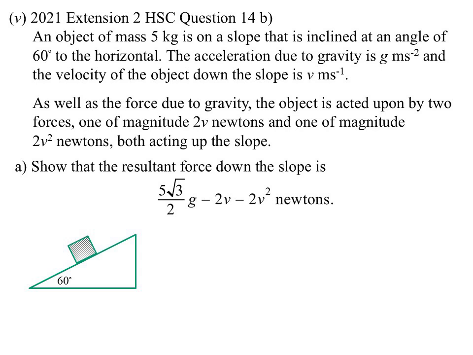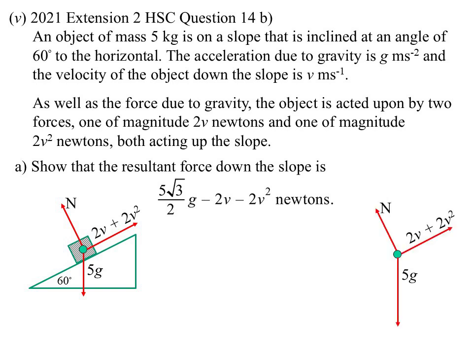There's my mass sitting on the slope. I've got the force due to gravity going down. That'll be 5g. They told me that there's a couple of forces, so friction, possibly something else is happening in there as well. 2v plus 2v squared. And of course we have our normal contact force going at right angles to the surface. But they've actually given us the hint there of, hey, go down the slope. That's going to make life easier for ourselves, because then the normal contact force doesn't come into play. We don't have to worry about it.